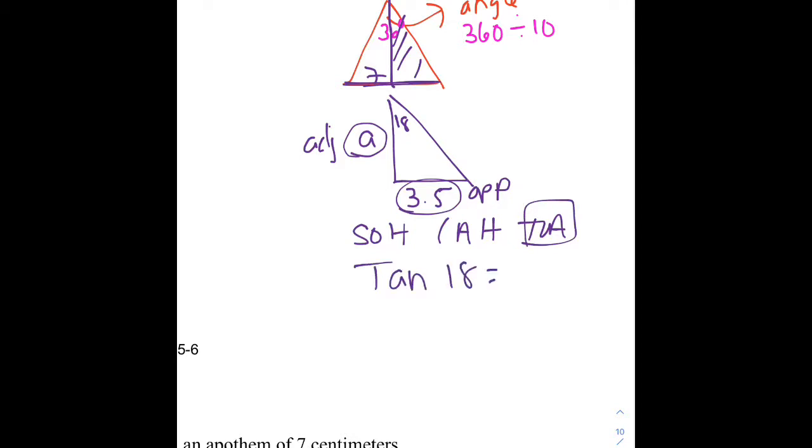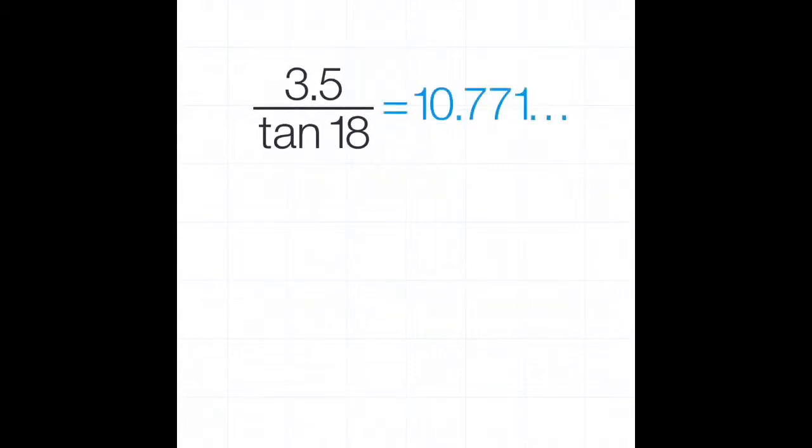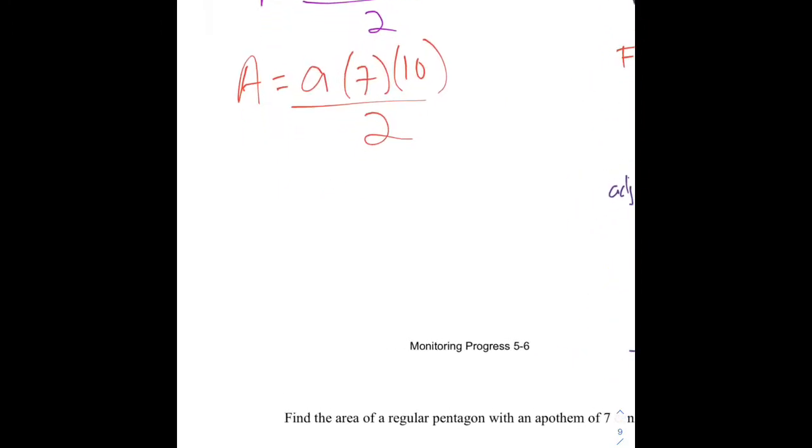So the tangent of 18 is 3.5 all over A. So I get A tan 18 is equal to 3.5. Divide by the tangent of 18. So my apothem is going to be 3.5 over the tangent of 18, and I get 10.8. So now I put 10.8 back into my formula.